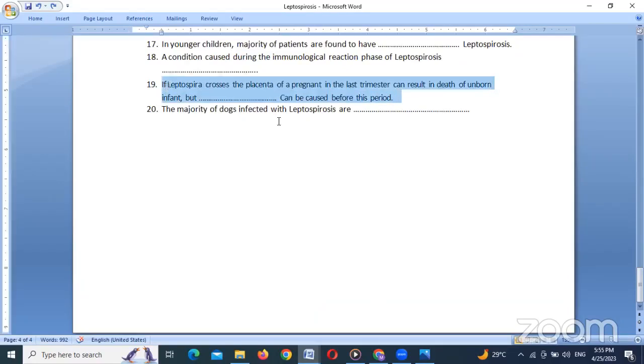So here: if leptospirosis crosses the placenta of a pregnant woman in the last trimester, it can result in death of the unborn infant, but dash can be caused before this period. In which text can you find the answer, please? Quickly. Text B, very good. Okay, let us go there.